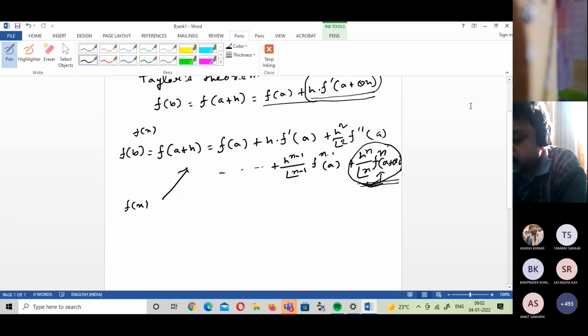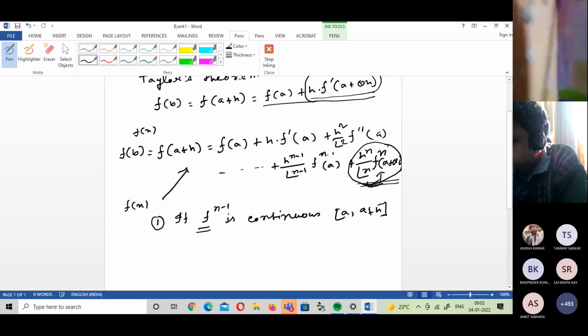Now, question is that what are the conditions that are imposed for this particular theorem? Number one condition is if f of n minus 1, means n minus 1th derivative, is continuous in the closed interval a to a plus h. Then if f of n minus 1 is continuous, then obviously f dash, f double dash up to f of n minus 2 are also continuous.